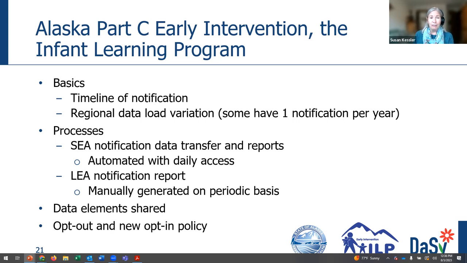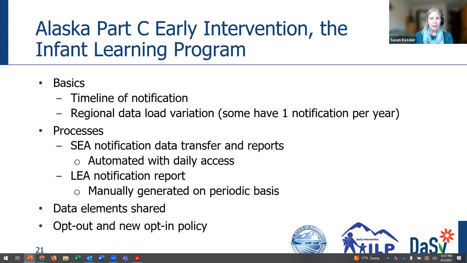Another thing we have going on right now, we've recently changed our notification age from 27 months to 30 months. So we're trying to implement that as well. In Alaska, we have 15 regional infant learning programs, and we have 52 school districts. So we have quite a bit going on. What we are doing now in our state is our SEA state level notification data is automated through our data system. And that happens on a daily basis. So the data is uploaded to a data system that our partners at Department of Education have access to in real time. And so they're basically able to retrieve their notification data, mostly real time within a day, whenever they need to.